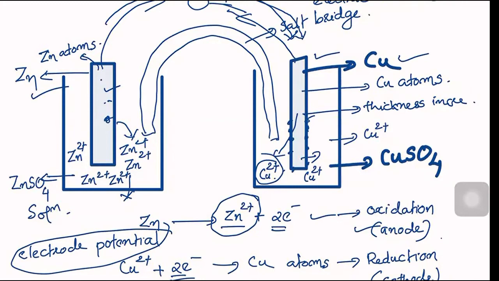Whoever is having higher electrode potential will try to accept electrons. Whoever is having lower electrode potential will give electrons. That is why when we combine the zinc half cell and the copper half cell to make a zinc copper galvanic cell, zinc releases electrons and copper accepts electrons, because copper is having higher electrode potential than zinc. Whoever is having higher electrode potential will act as cathode and the other one will act as anode.